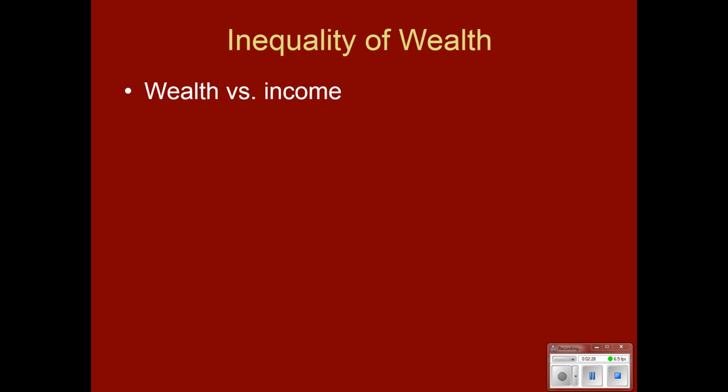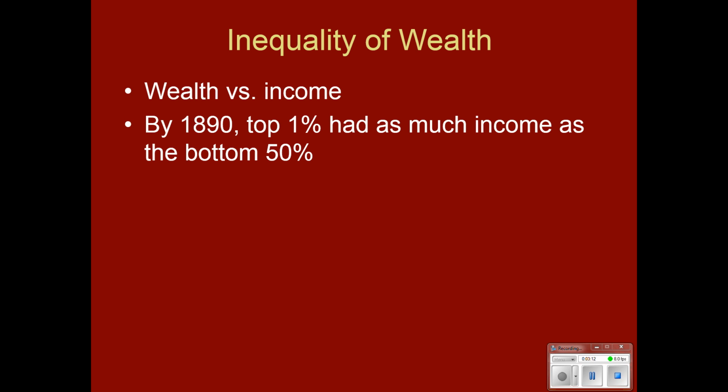Now, we need to define a couple of terms here. There's a difference between wealth and income. Wealth is the total amount that you possess minus what you owe. So it's the difference between what you own and what you owe. Income is how much money you take in a calendar year. So there's a difference between the two. The greatest inequality tends to be in wealth, although it's enormous in income as well, because very wealthy people tend to accumulate more and more and more over a number of years.